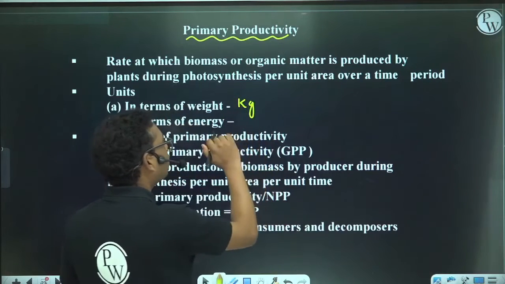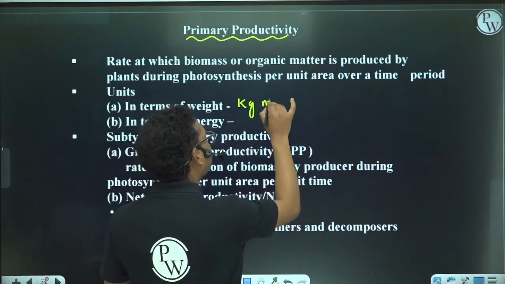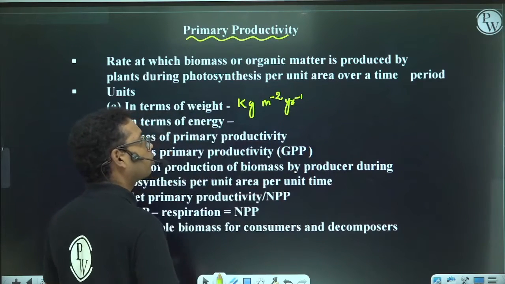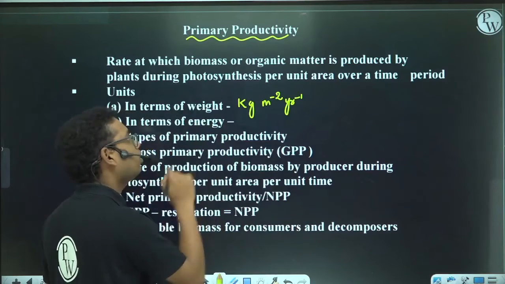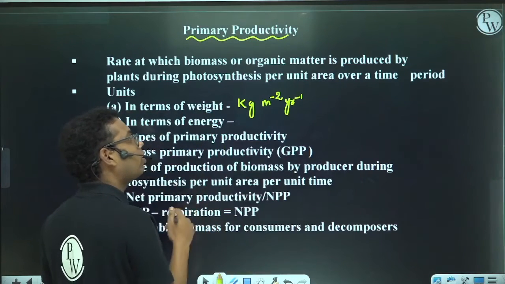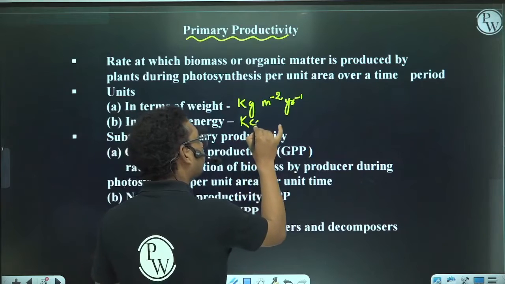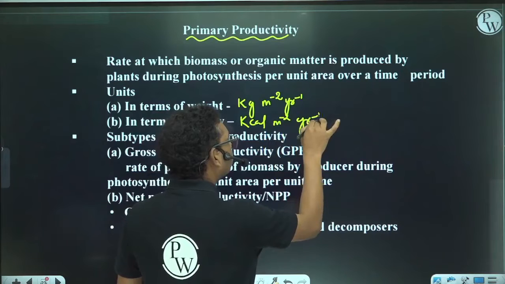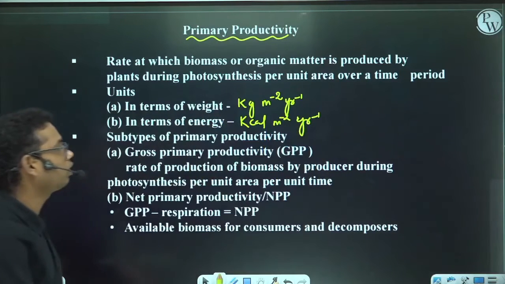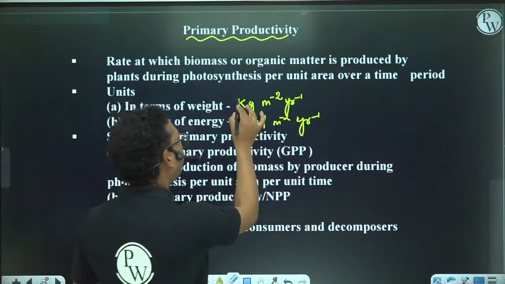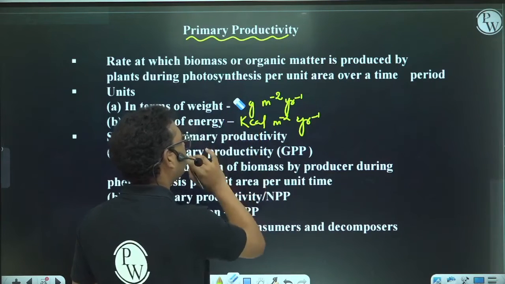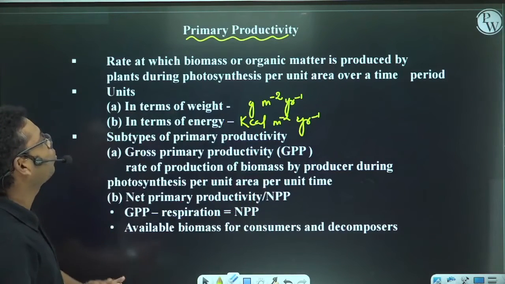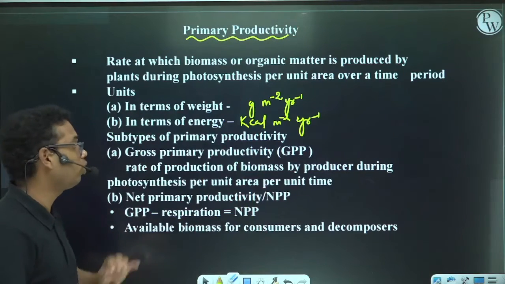This is the kg per unit area, meter square, per unit time, that is per year. In terms of energy, the unit of primary productivity will be kilocalorie per meter square per year. Sorry, here I should write only gram, not kg. Gram per meter square per year. So this is the unit of primary productivity.